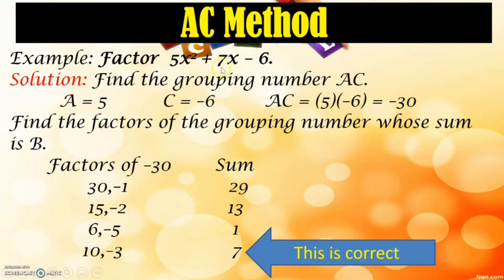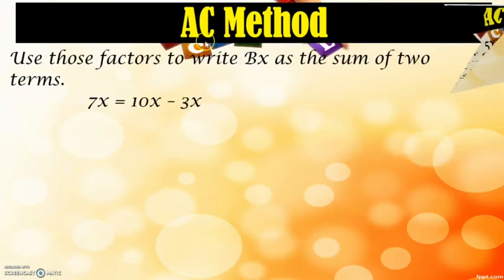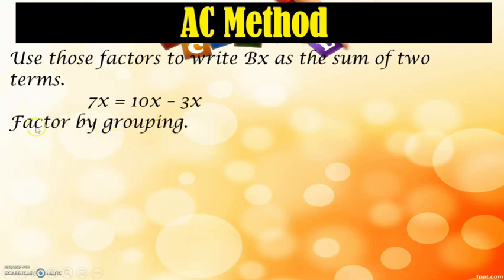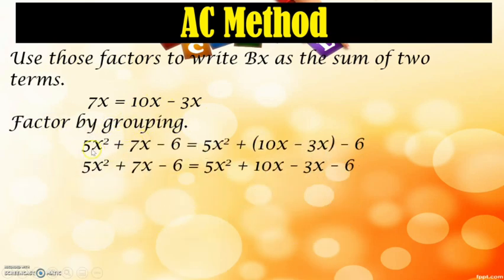So let us rewrite 7x as the sum of 10 and negative 3. Now use those factors to write bx as the sum of two terms. So 7x is equal to 10x minus 3x. Factor by grouping. We now have 5x squared plus 7x minus 6, the given trinomial from a while ago. So we substitute 7x by 10x minus 3x, and remove the parentheses. We now have 5x squared plus 10x minus 3x minus 6.